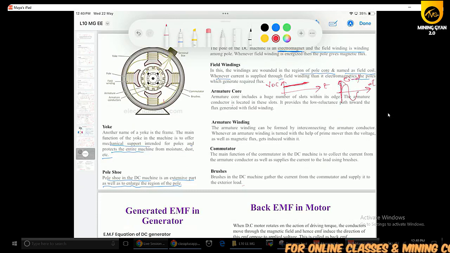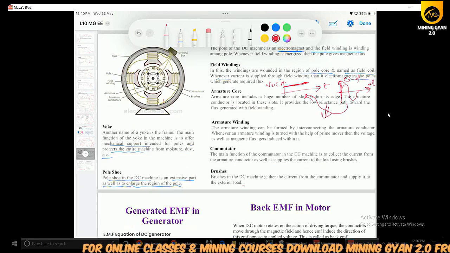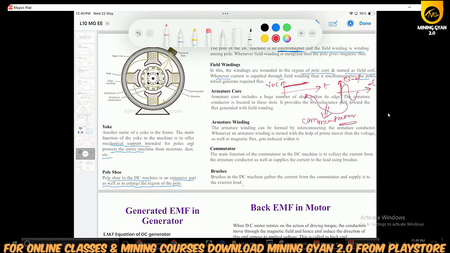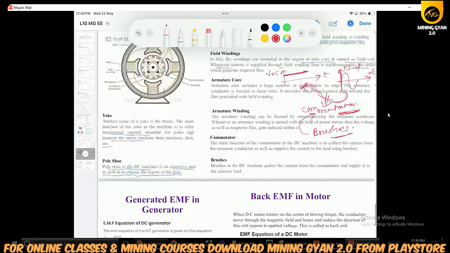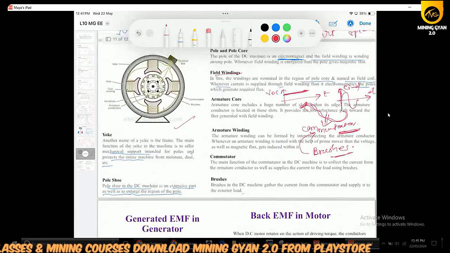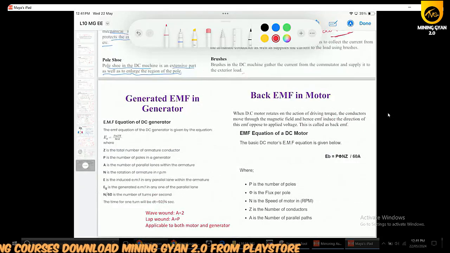So how to get this waveform using that waveform? Because of that, we need to use what? Commutator. That is the function of the commutator. The commutator will convert the AC induced voltage into a fixed DC voltage. So that will be done by the commutator, and we will collect the current using the brushes, and brushes are connected with the commutator. So these are the basic things in a DC machine, and these are the parts of any DC machine. Then coming to generated EMF equations.